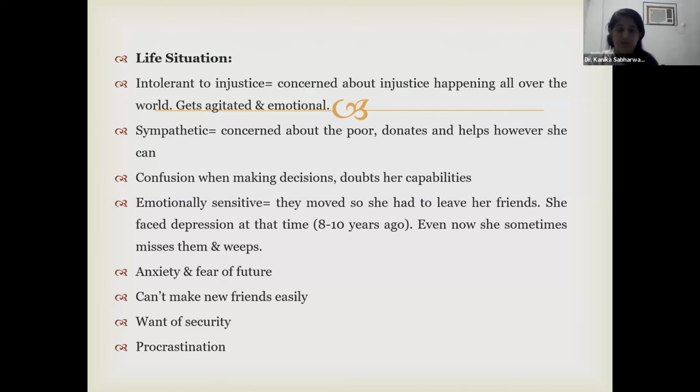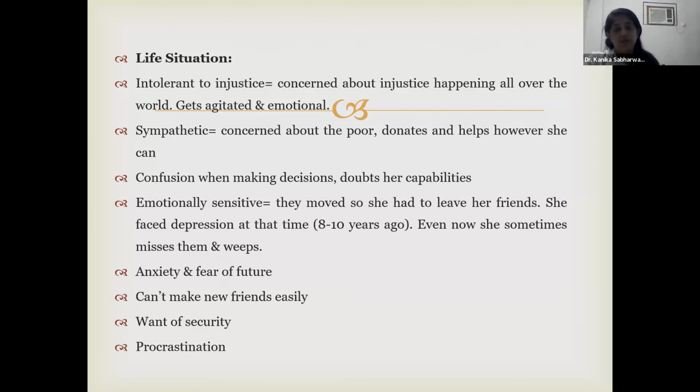Even now, she says, I'm attached to them, and when I miss them, I get teary eyed. Why is that? Because I don't make new friends easily. So that was tough for her to leave. We have taken want of security. That's our interpretation of what she says.